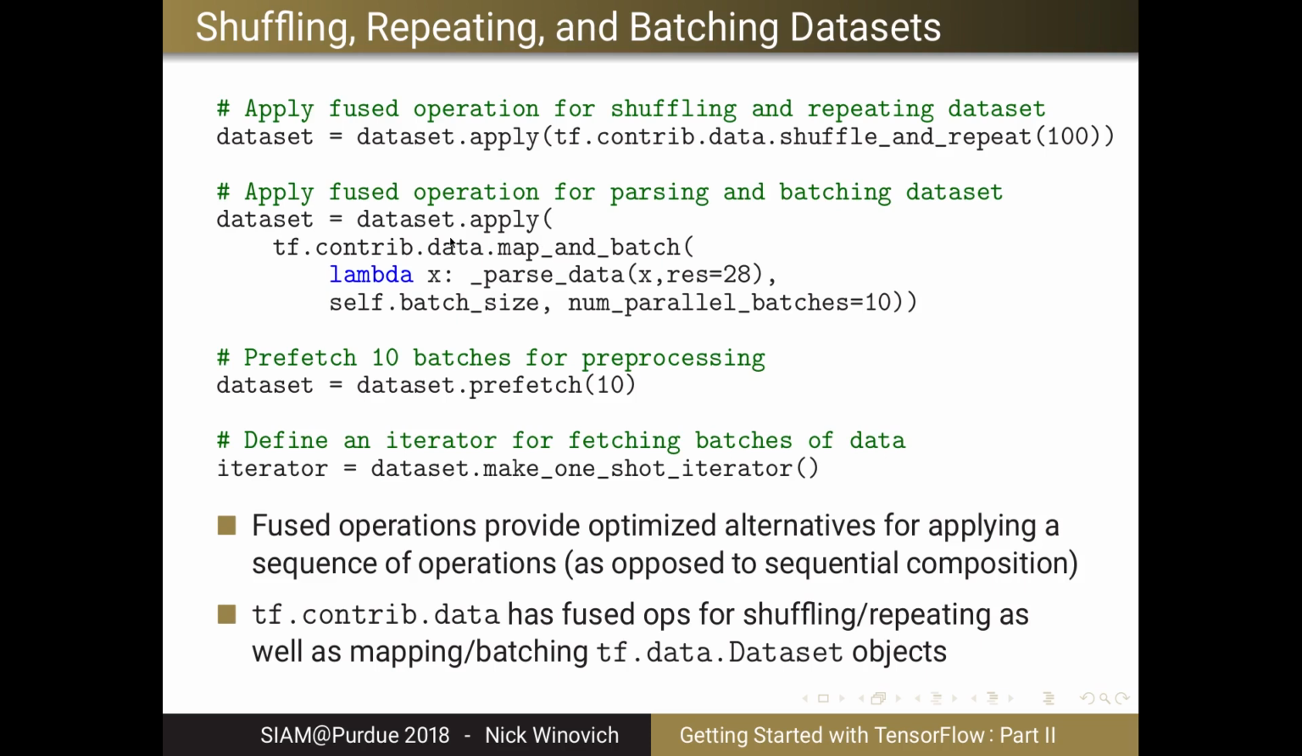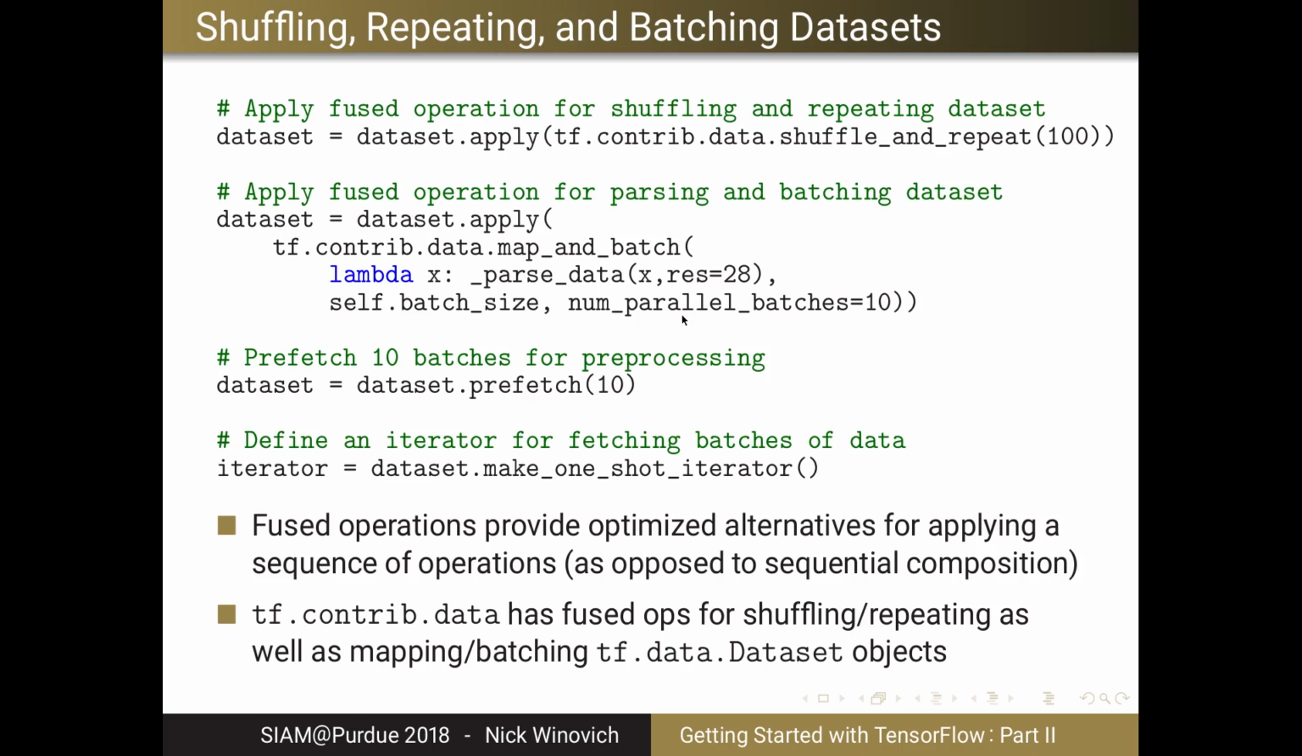So tf.contrib.data.map_and_batch, as you would expect, will map or apply a function, in this case that parse data function. It's going to reformat and restructure our examples, and at the same time batch our data into groups of 100, or whatever our batches happen to be. And we can do this also.